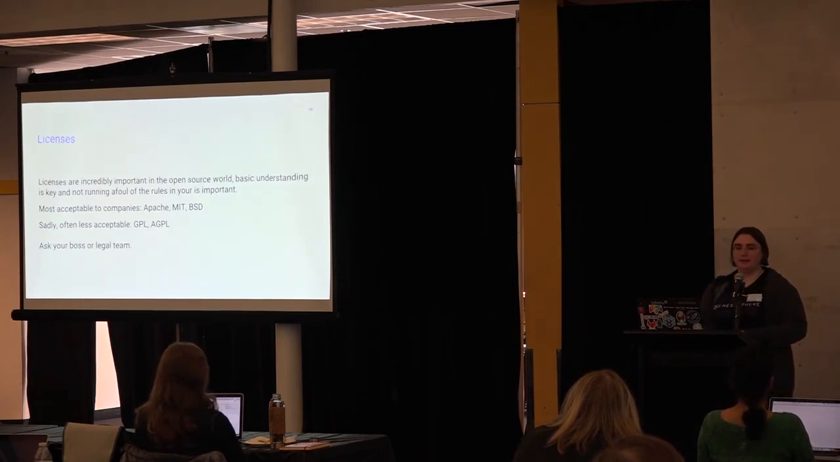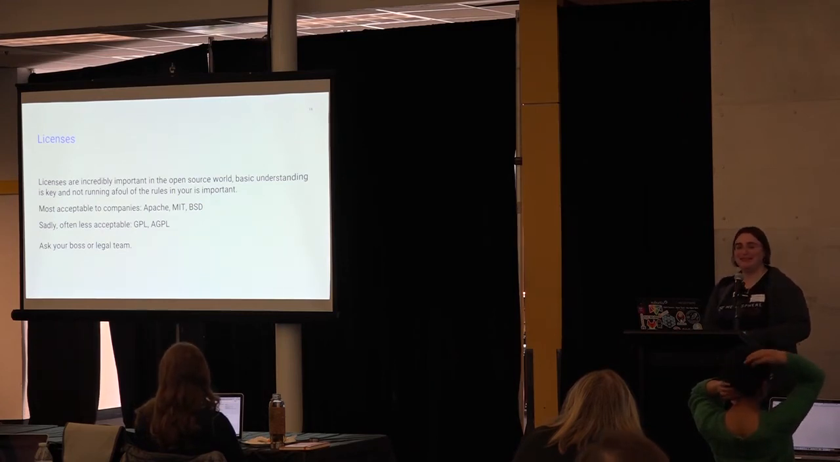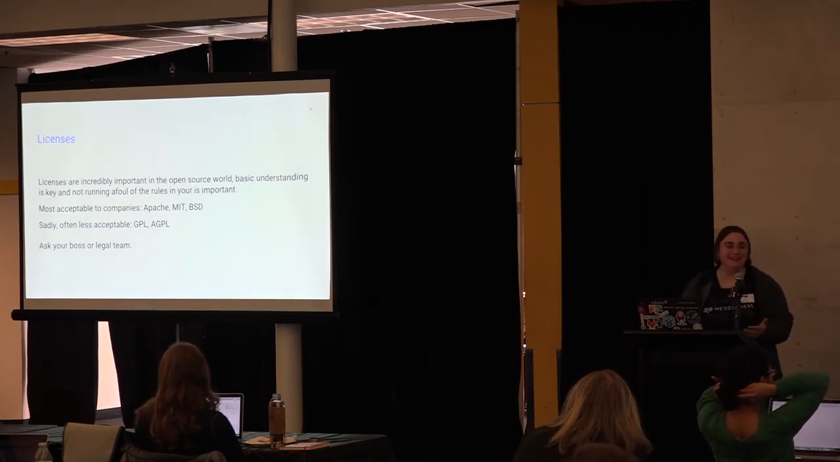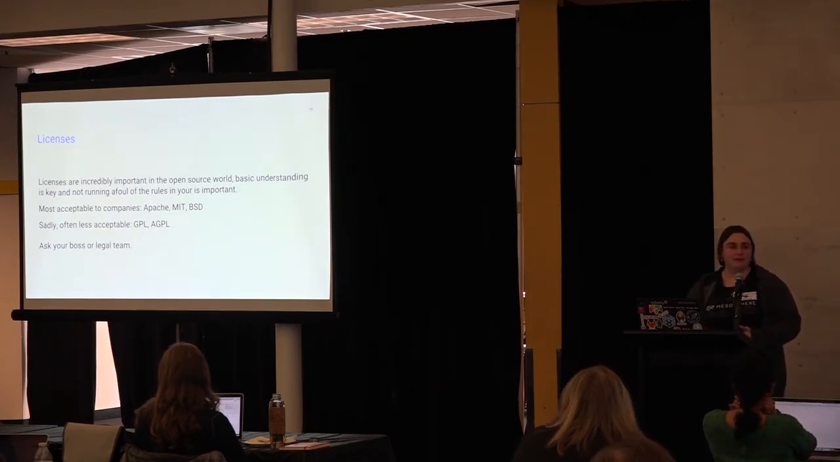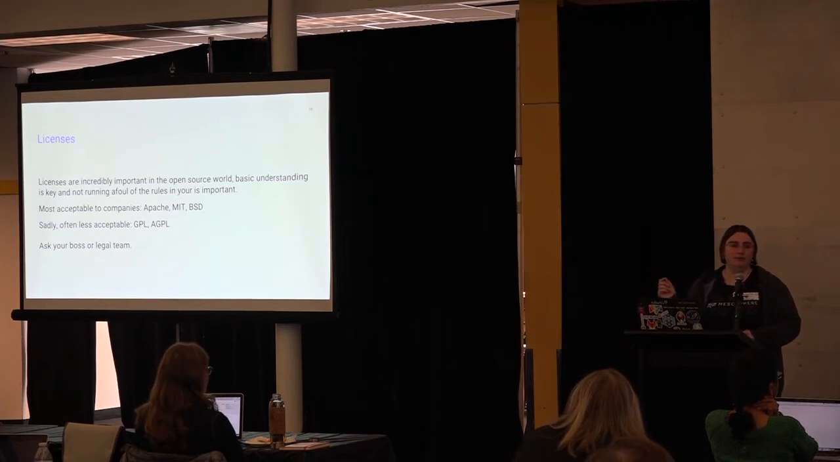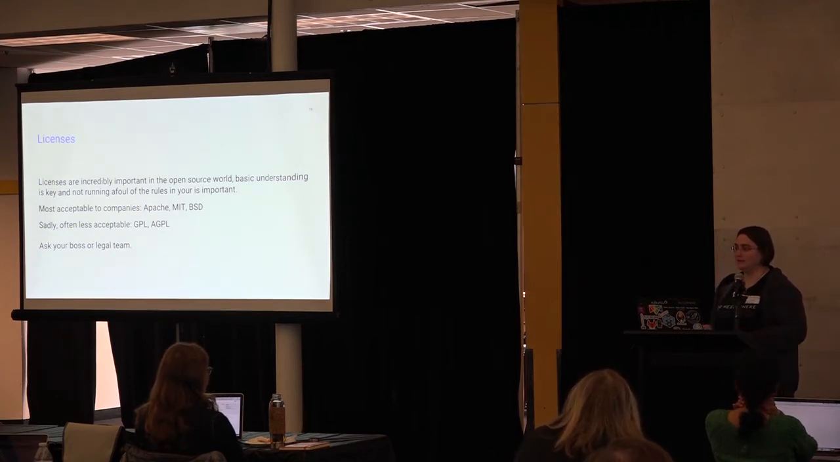I'm so glad that the speaker this morning talked about licenses, because now I don't have to talk about them quite as much. But licenses, as she said earlier, are incredibly important in the open source world. You really want to have a basic understanding of what these licenses are. So these permissive licenses are the ones that are most acceptable to companies: the Apache license, the MIT license, and the BSD license.